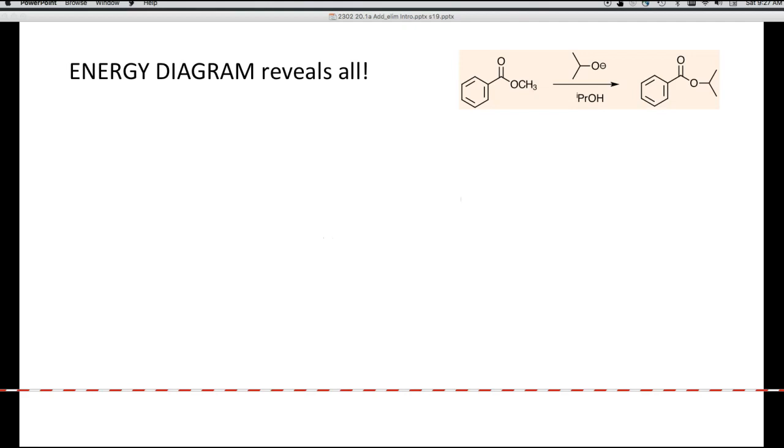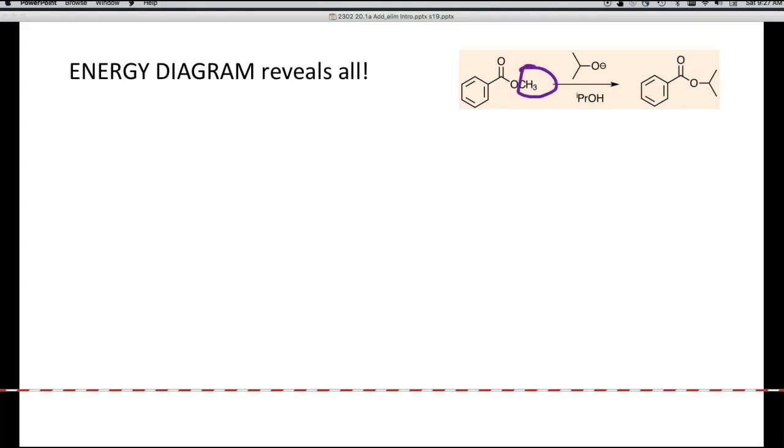This is all encapsulated in the energy diagram, so here's an example of some really good review. Looking at the specific example in the upper right hand corner, we're going to take methyl benzoate, add isopropyl alcohol in the presence of a little bit of isopropoxide, maybe sodium isopropoxide, and we're going to get this transesterification, going from one alcohol, one alkoxide to another.